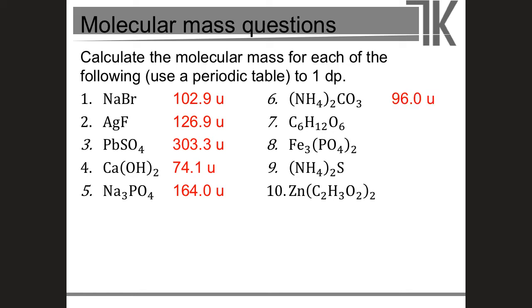Question 6, 96.0 atomic mass units. Again, that 0.0 should be there for significant figure reasons. Question 7, 180.0 atomic mass units. Again, we should have that 0.0 for significant figure reasons. Question 8, 357.4 atomic mass units. Question 9, 68.1 atomic mass units. And question 10, 183.4 atomic mass units.